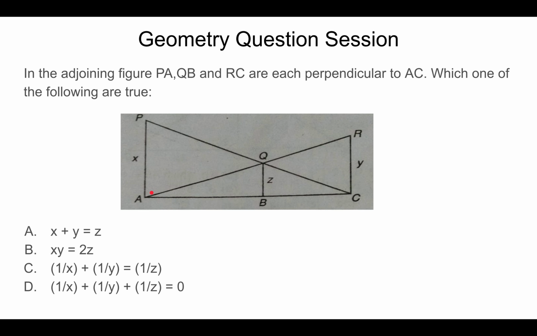RC. As we all know that PA, QB and RC are perpendicular to AC, we can say that PA, QB and RC are parallel to each other also, because all lines making equal angles on the same line are parallel to each other. AC is the same line on which PA, QB and RC are making 90 degrees. Fine. Let's move on with the question.